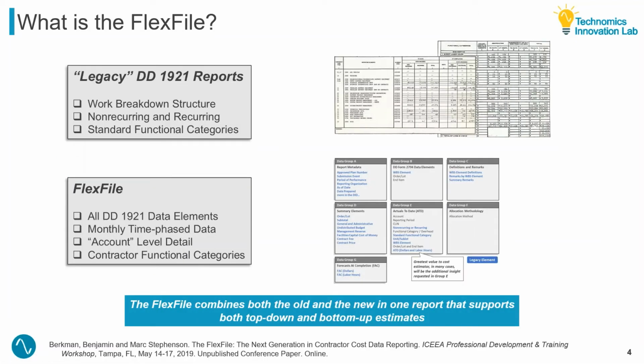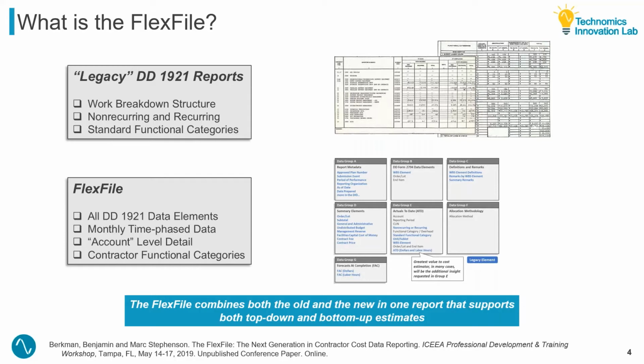So before we can really dive into R and really show you some code, let's understand a bit better the data format that we're discussing today. So the FlexFile, again, it's the newest series of contractor cost data reports, also known as the CCDRs. As of May 2019, the FlexFile replaced the 1921 series of reports as the required version of CCDRs on all new contracts with a CSDR reporting requirement.